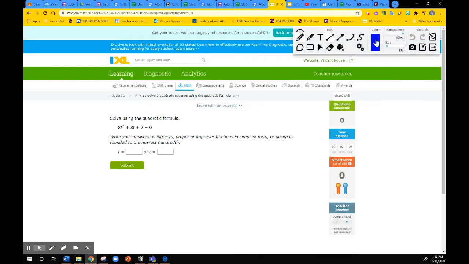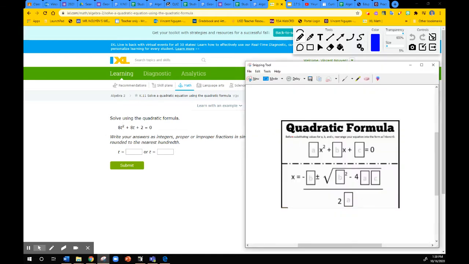Use my little pen here. So here is my function, so here's my equation. The first thing we need to make sure is that it's set equal to 0. And I think all of these problems are like that. So if I write my equation in here, you could see that this is going to be 8. This is going to be 8. And that's going to be 2, right? So my A value, wherever there's an A, I put 8 in there, okay? And there's an 8 here.